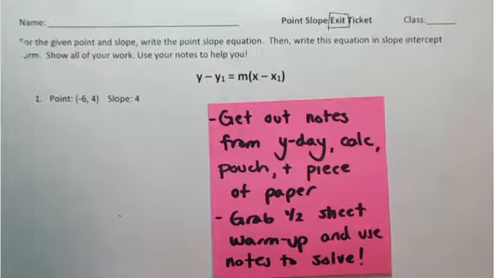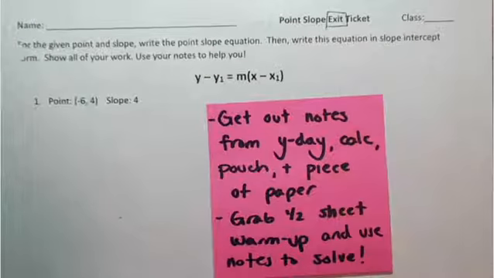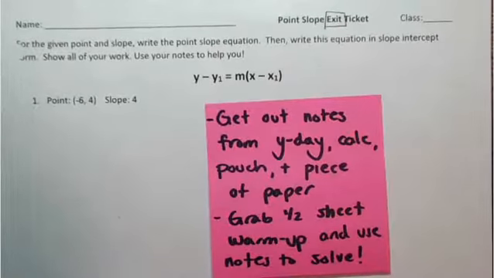For this warm-up, okay, I'm giving you a point and a slope, and I want you to write it first in point slope form and then convert it to slope-intercept form. Show all of your work on this half sheet. Use your notes to help you. I'll give you about 3-4 minutes to work on this, and then we'll go over the answers together so it refreshes your memory of what we learned yesterday. So take a second to work on this by yourself.